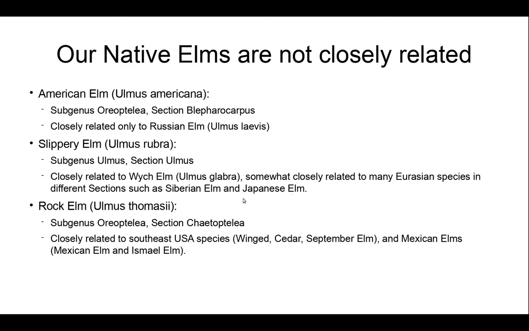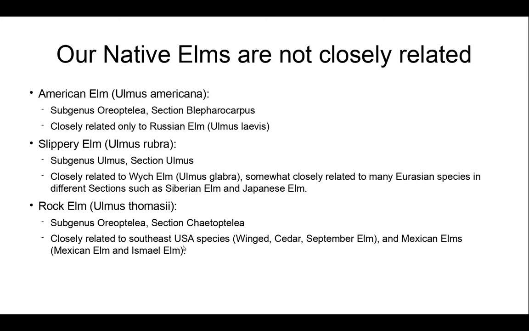I don't know if it hybridizes much with Japanese elm, and I'm sure we're going to find out because Japanese elm is being planted a lot in recent years. Rock elm is of, I'm going to call it the North American section, essentially, right? There's actually one Asian species, which we're not considering because it's not planted here, but it's in subgenus Oreotalia, like American elm. It actually does look more like American elm than slippery elm. Its section is Catotalia, and its close relatives are the other American elms besides the American elm.